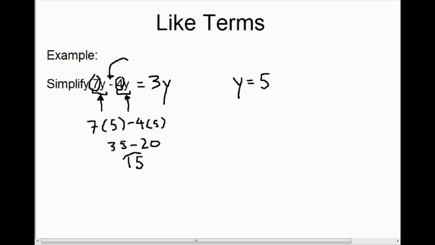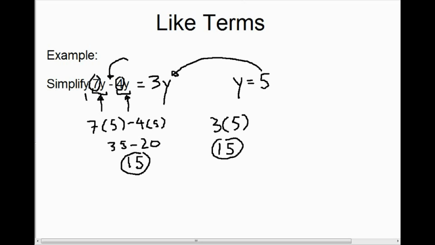Well, if I take that same value for y and substitute it into this expression, 3y, that means 3 times y, so 3 times 5 in this case, and 3 times 5 is 15. So we do get the same answer. So we can say that 7y minus 4y is the same as 3y. And we were able to subtract those two terms because they're like terms. And they're like terms because they use exactly the same variable.